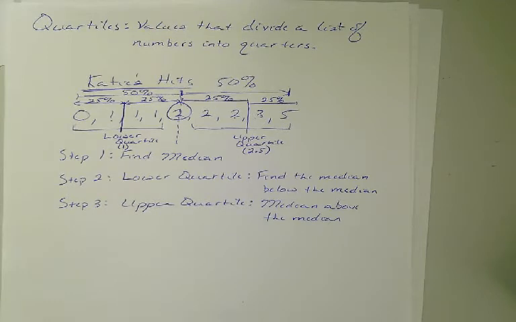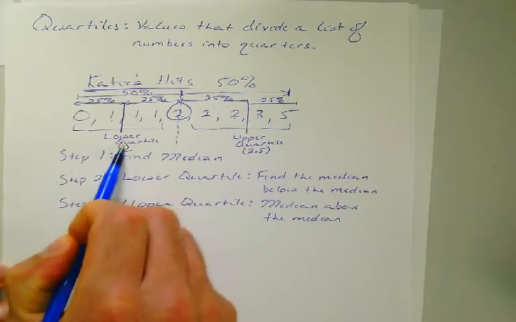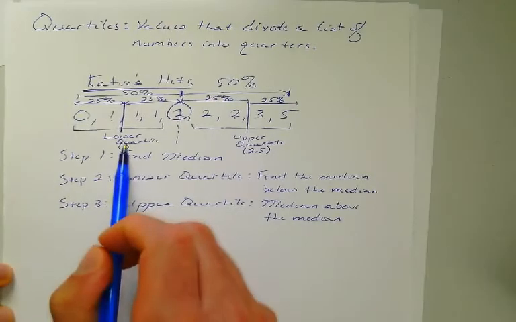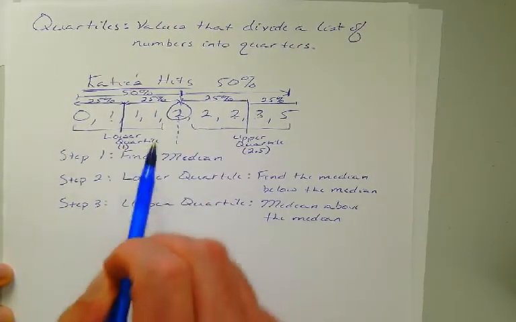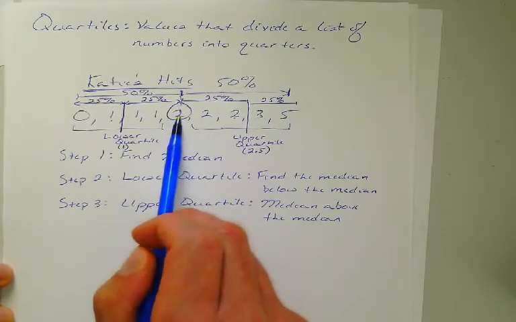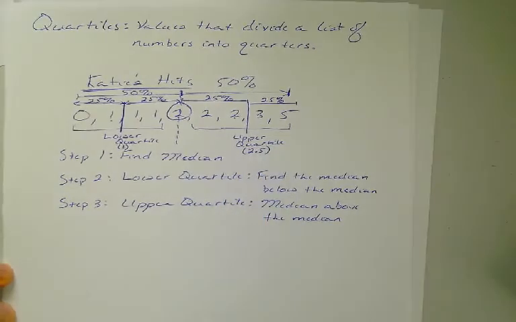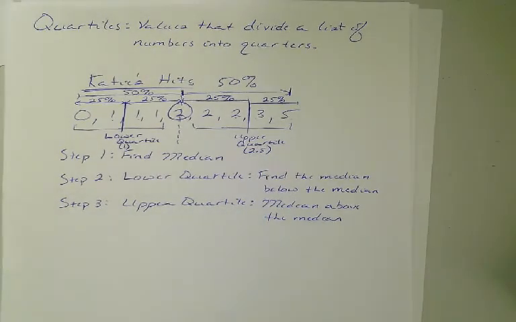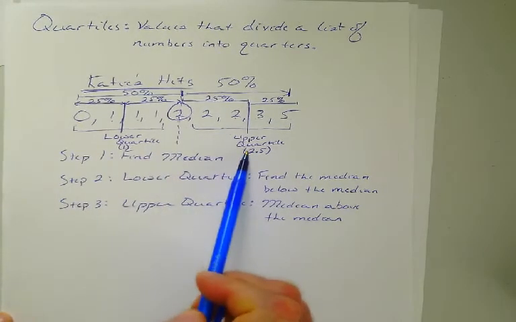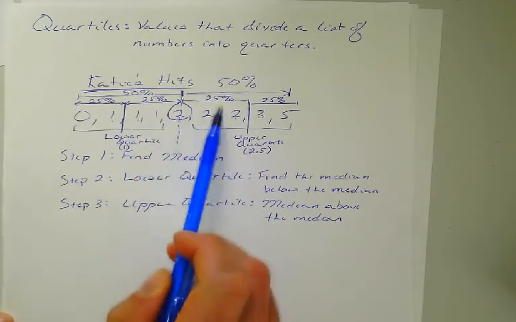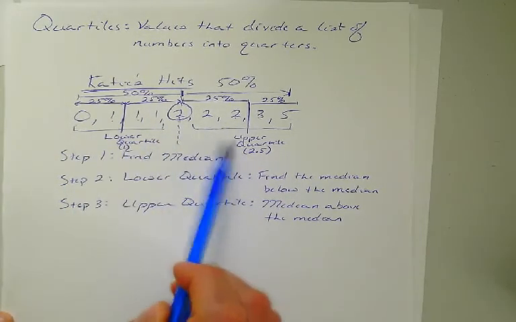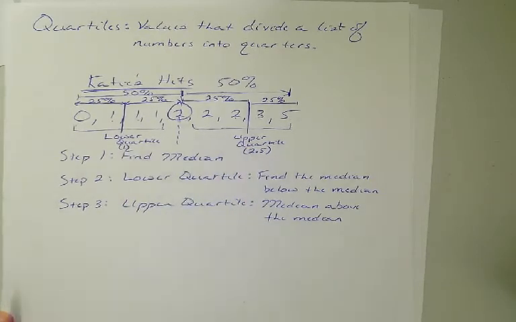Between 0 and 1, our lower quartile, we have 25%. Between 1 and 2, we have 25%. Between 2 and 2.5, we have 25%. And between 2.5 and 5, we have another 25%. So we could say, for instance, that 75% of the time, Katie gets between 0 and 2.5 hits. I just added these quarters together.